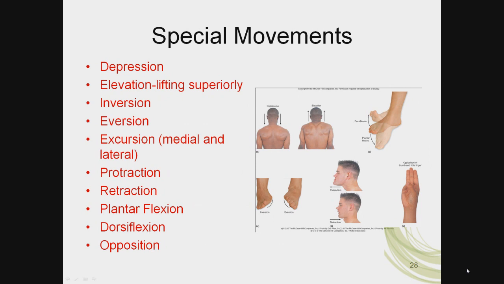Protraction is the anterior movement of a body part from an anatomic position, as when moving your jaw anteriorly at the temporomandibular joint, shown here on the screen. He's jutting his jaw outward. Or hunching your shoulders anteriorly by crossing your arms.